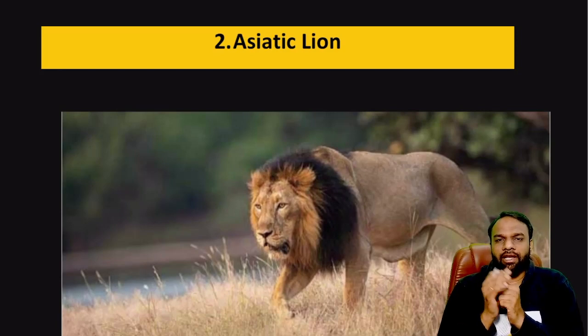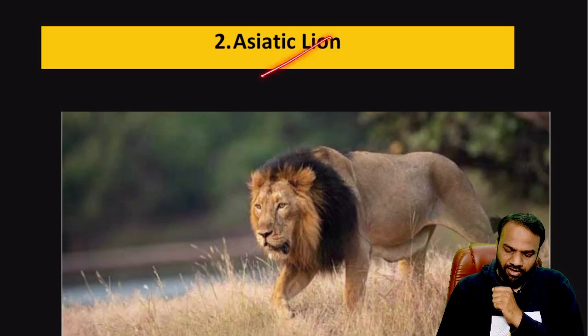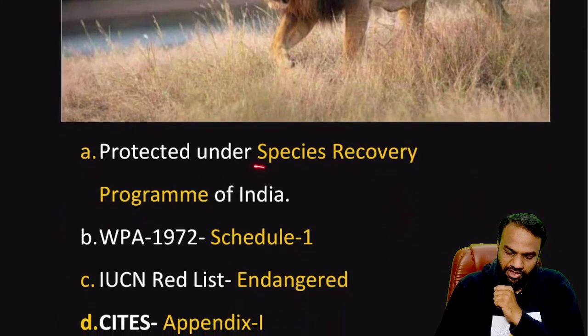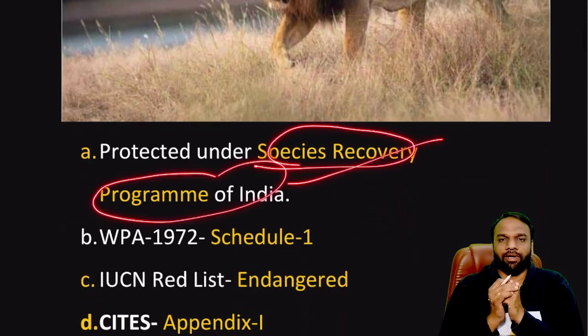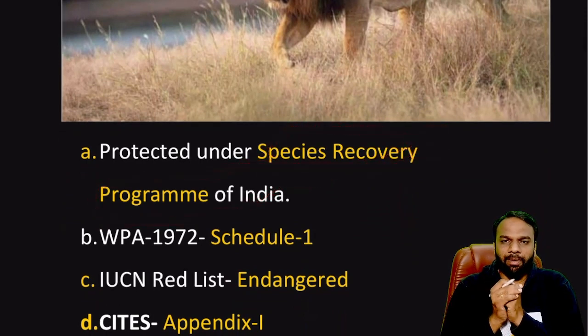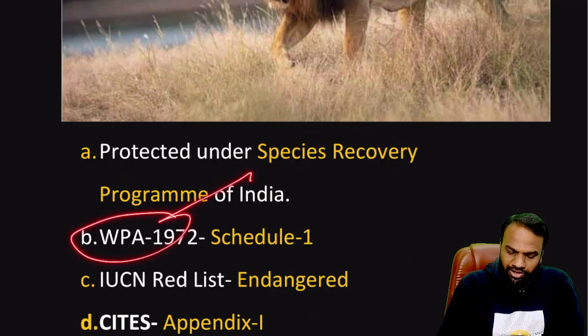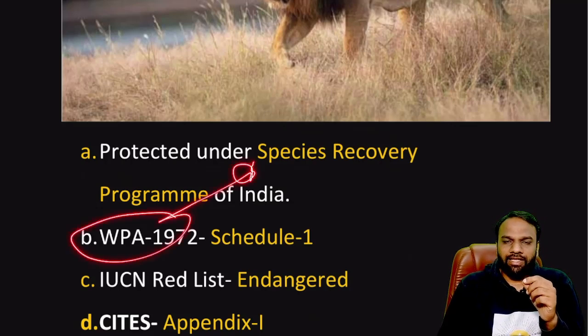So the Asiatic lion, what we are seeing here, is a species which is protected under the species recovery program of the central government. This program is being implemented by the Ministry of Environment, Forest and Climate Change. Under that program, the Asiatic lion is also protected. We have already discussed the Wildlife Protection Act 1972. In case of confusion, you can watch our class video pertaining to the same.